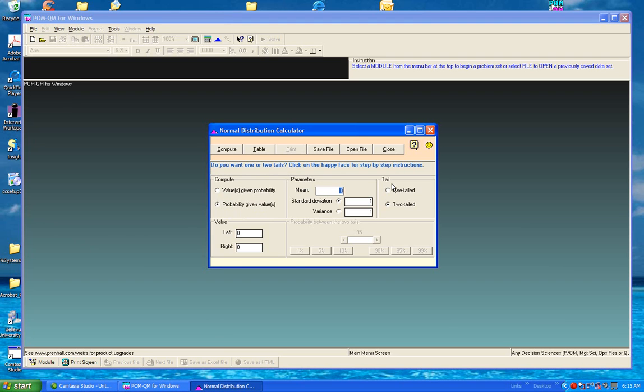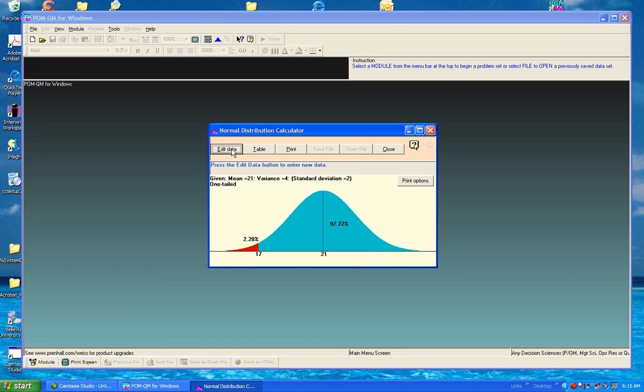Let's say that for a project, expected time of completion is 21 weeks, and you can either specify standard deviation or variance. Let's say variance is 4 weeks. Now let's say you want to do a one-tailed analysis and the cutoff point is 17 weeks. Compute, and we know that the probability that the project can be completed in less than 17 weeks is only 2.3%, and it would take longer than 17 weeks would be 97 or 98%.